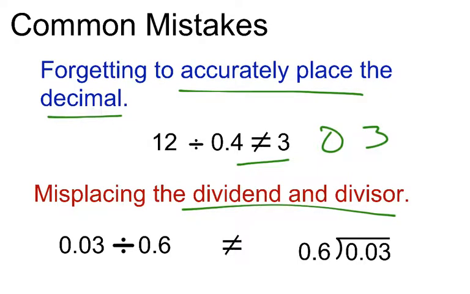3/100ths divided by 6/10. We can see how we properly write it. Now, a common mistake is students will mix up the dividend and the divisor. So we notice that those are not the correct ways of setting up the problem. So those are things to always ask yourself when you get an answer that doesn't seem to make sense.